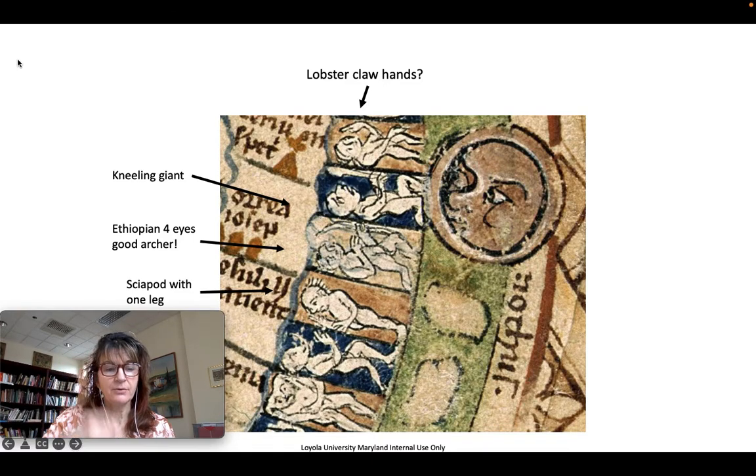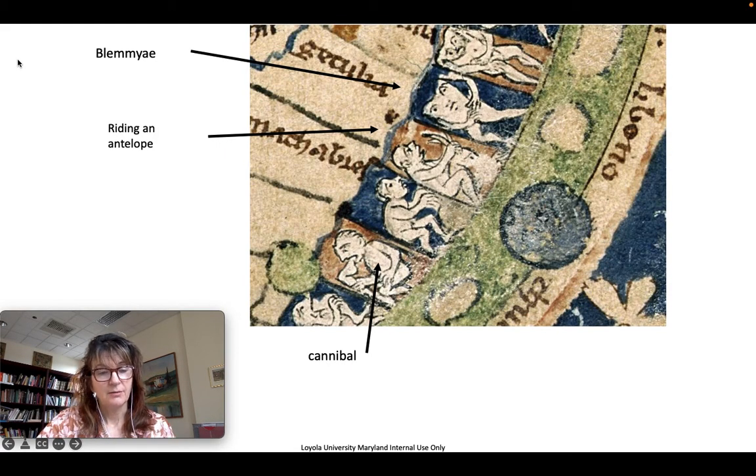And again on this map, on the right side, we have the strange races of Africa. You can see a kneeling giant or a troglodyte with a club. You can see an archer with 4 eyes, a sciapod with 1 leg who is speaking to someone with a very large lower lip. Below these on the map, you see the Blemmyae, another one of my favorites, who have no heads but have their faces on their chests, and there's 2 of them there. Below them, you see a man riding an antelope, and then a guy climbing a hill on all 4s, and then you see some cannibals. One appears to be eating a foot.